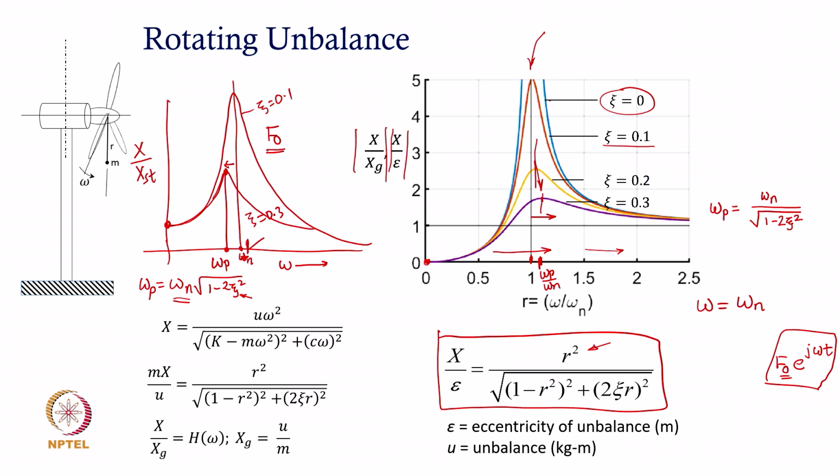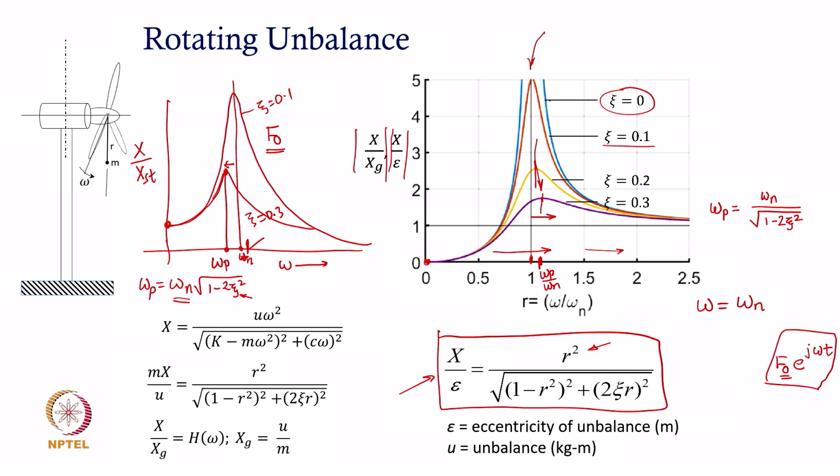You remember what we did? We took a derivative of this ratio with respect to r, equated it to 0, and figured out what that expression of r is. You will find that the expression of r in the case of rotating unbalance would turn out to be r equal to 1 over square root of 1 minus 2 zeta square. Okay. That is the speed ratio at which you will get the peak amplitude.